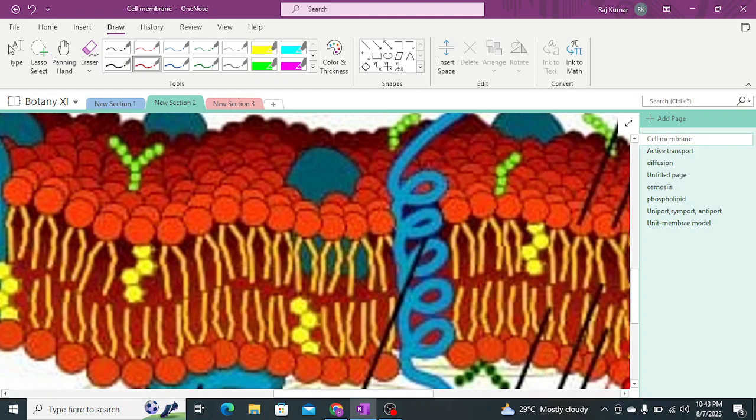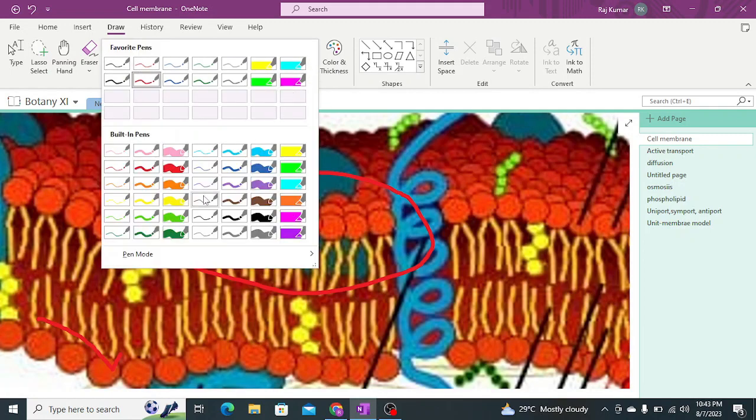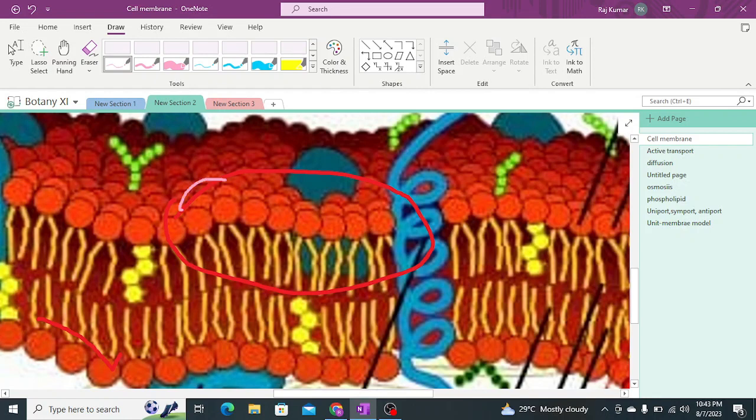Here the upper round part is known as the head of the phospholipid. Let me change the color. This upper part is known as the hydrophilic polar or phosphate head, because it likes water and polar substances, and it is made up of the phosphate group. That is why we call it the phosphate head, the hydrophilic head, or the polar head.